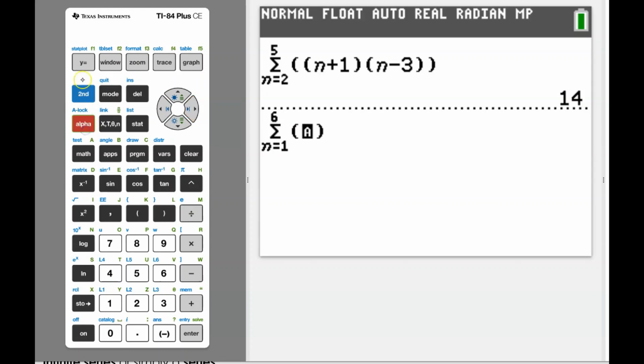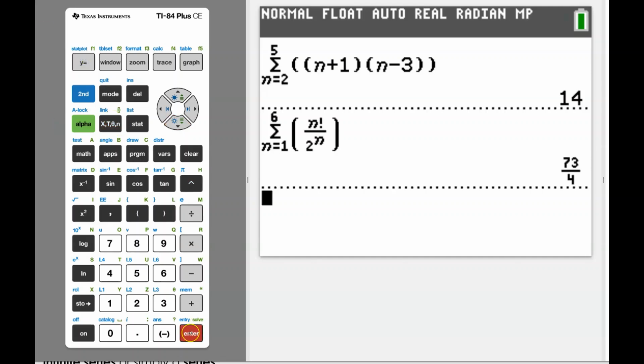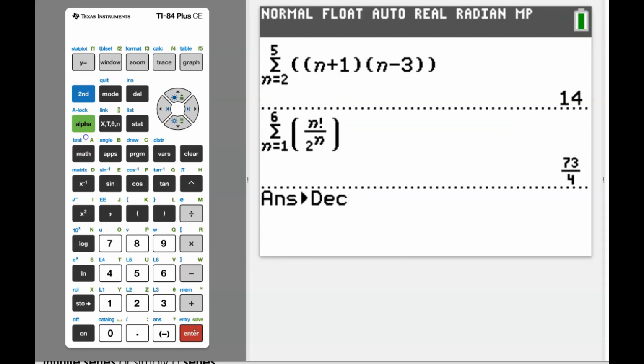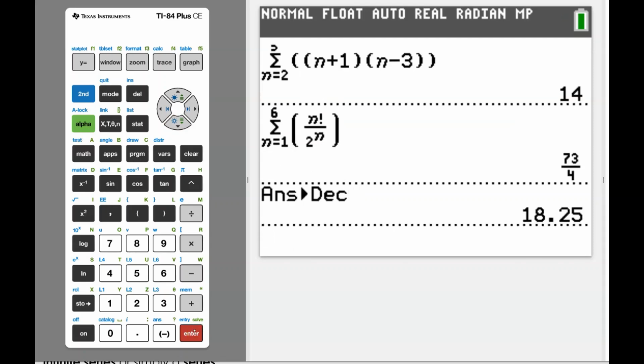Okay, and then my numerator was n factorial. And then the denominator was 2 to the n power. Alrighty, and that's it. And then there we go, 73/4. If your calculator did not give it to you as a fraction, remember you can always go to math, and then fraction and decimal are option 1 and 2. So if I wanted the decimal, 18.25.